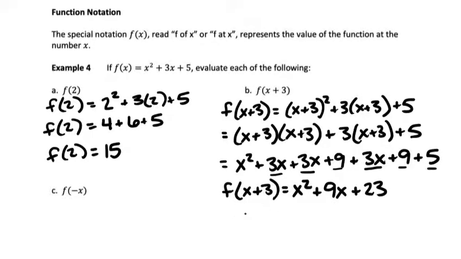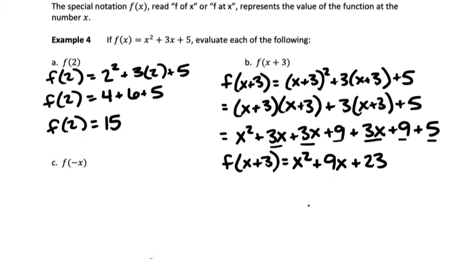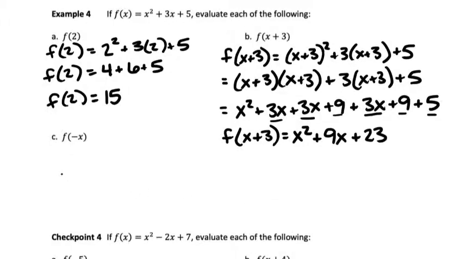If I plug in something that has a variable in it, then my answer is most likely going to have that same variable in it. So I don't get a single number answer like I got for part A. And lastly, for part C, now I'm plugging in negative x.